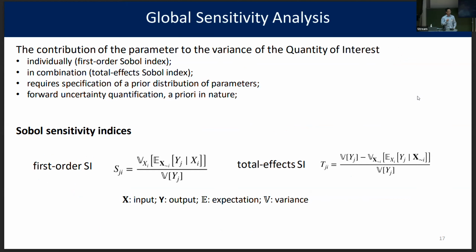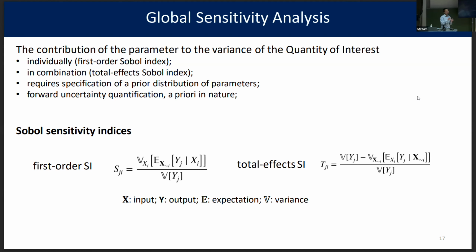So that is the global sensitivity analysis we recently carried out. We try to assess the contribution of each parameter to the variance of the quantity of interest. You can look at them individually, so this is the first order Sobol index. You can also look at the combinations, so that is the total effects Sobol index. And this normally will require specification of prior distributions of the parameters.